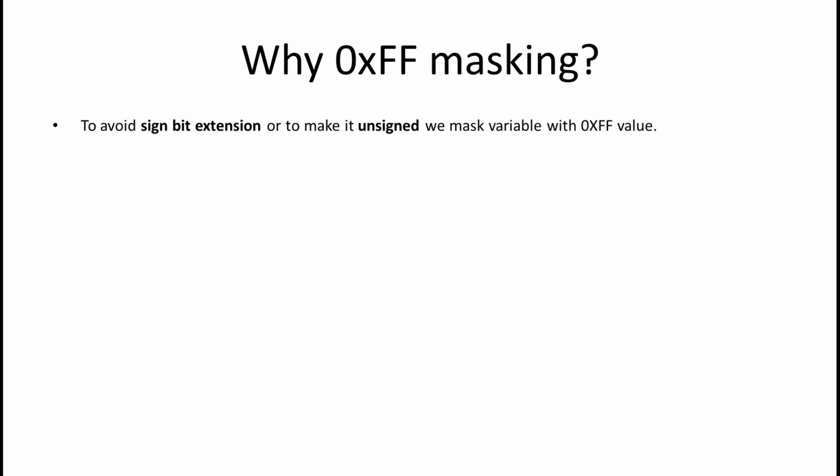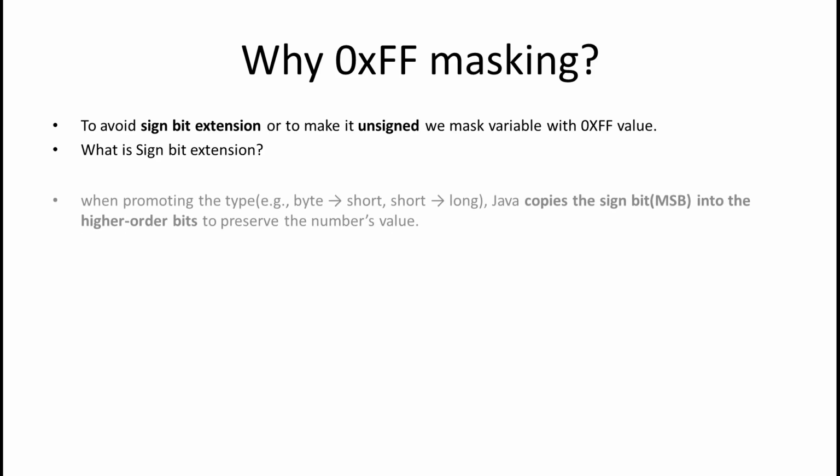Masking with FF is required to avoid sign bit extension. Or, to make it unsigned, we mask the variable with the FF value. So what is sign bit extension?